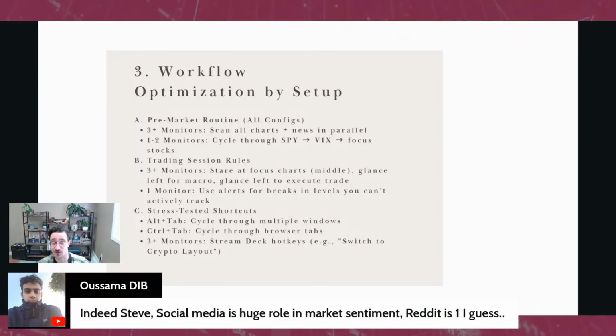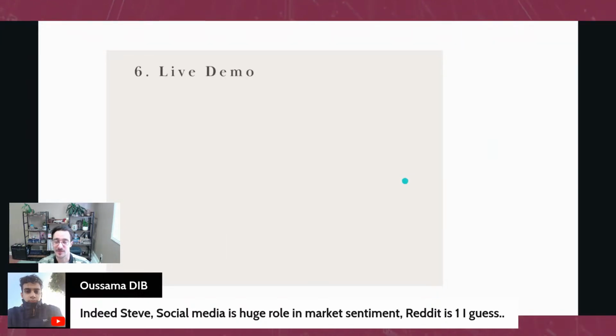So I think this is super useful, but you can also explore this further. You can get like a Stream Deck and have customizable macro hotkeys to different layout setups and everything. So, you know, you can get pretty in depth with this. I think that what we've covered is a really good baseline though. So let's hop into my chart and just see what I got going on there.